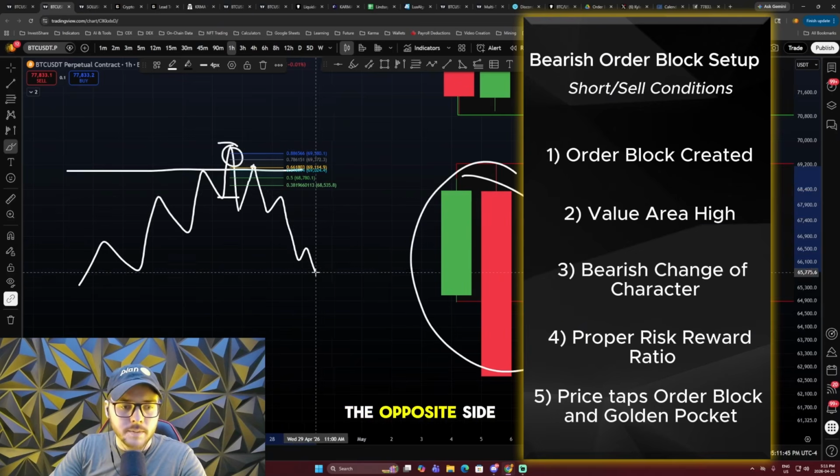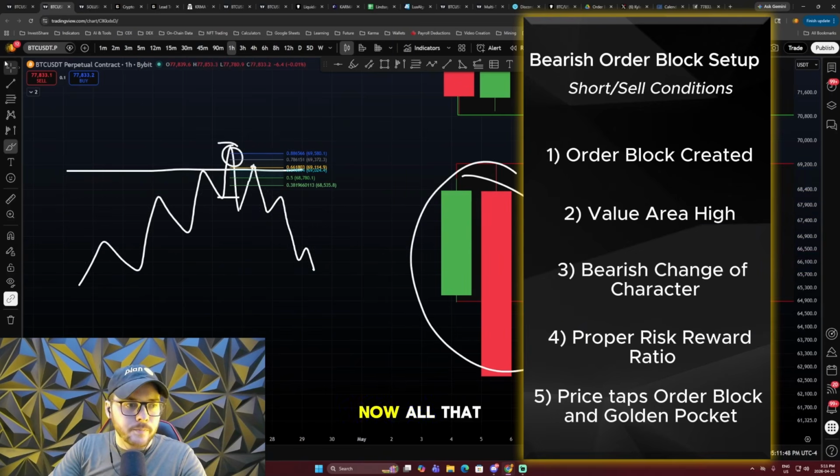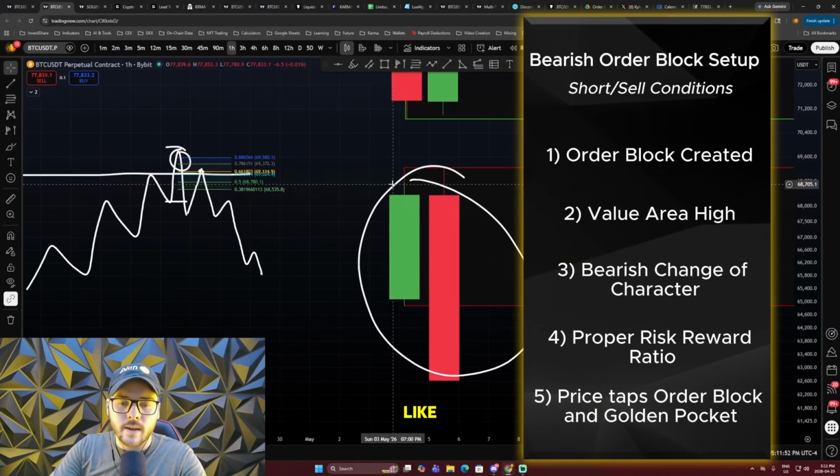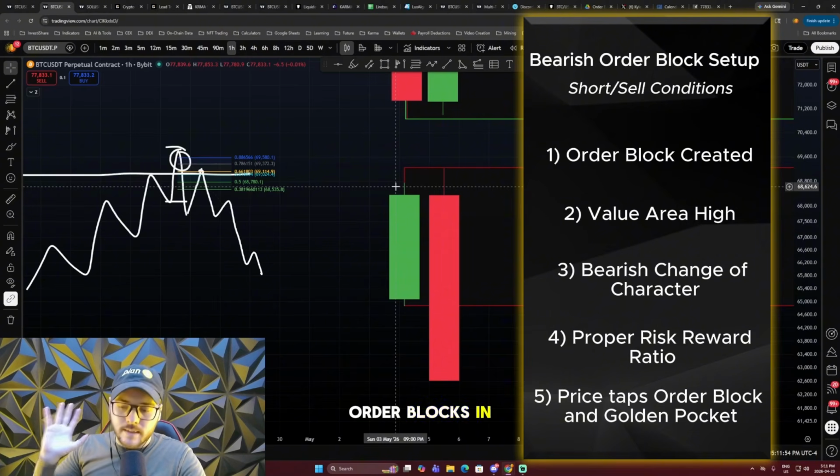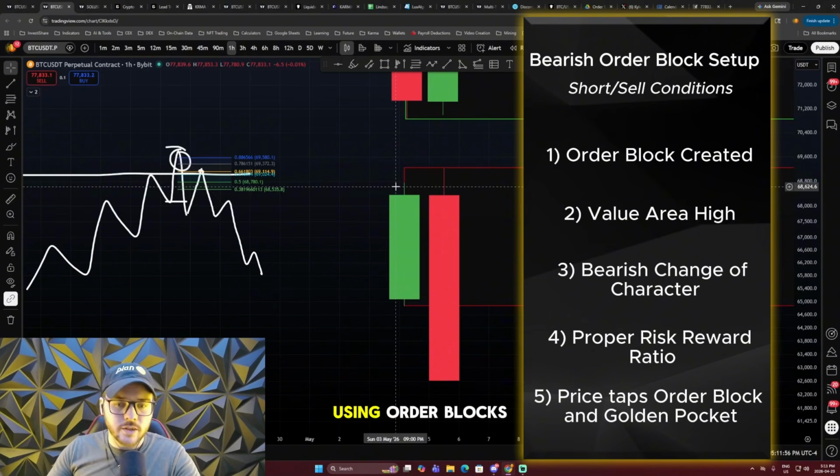and then I usually target the opposite side of a value area. Now, all of that might be gibberish to you, but the main focus here today is just knowing you're using the order blocks in confluence. You're not just using order blocks for your trades. You can't use every single one. Not every order block is equal.